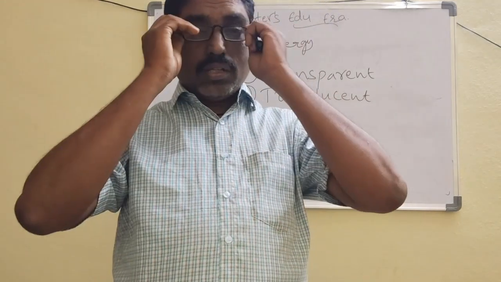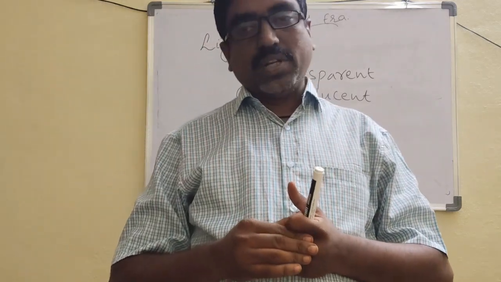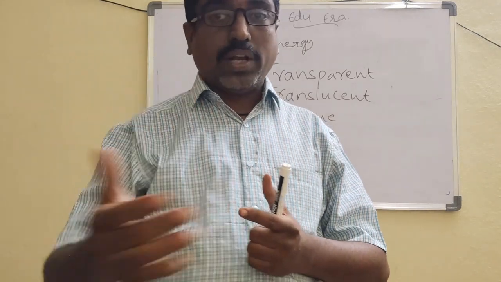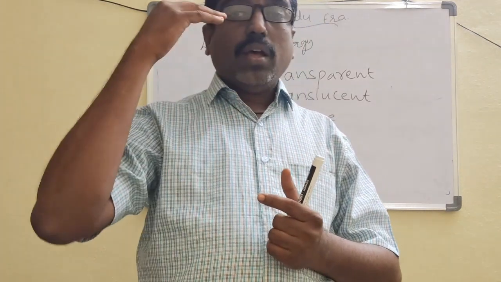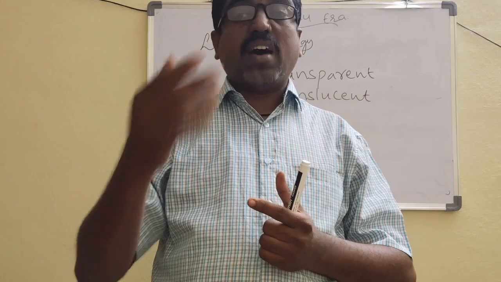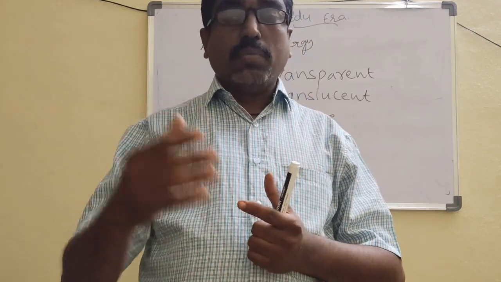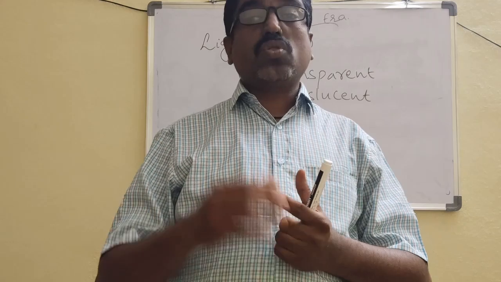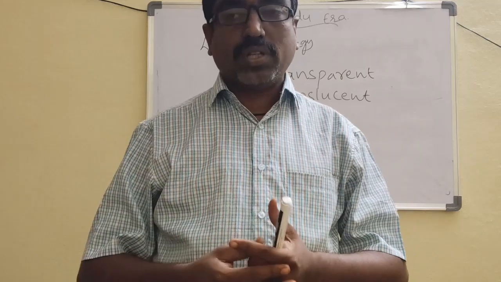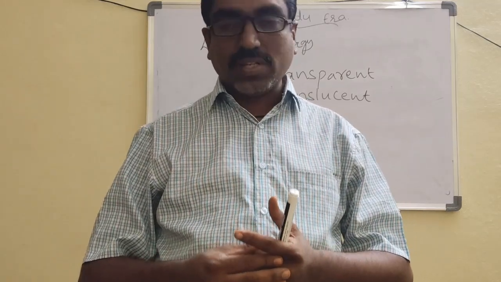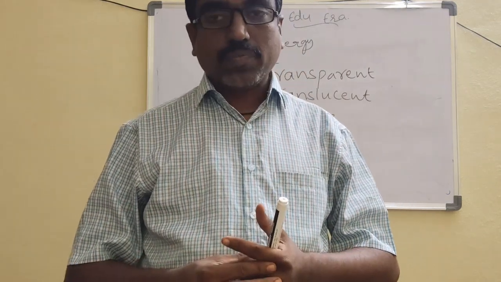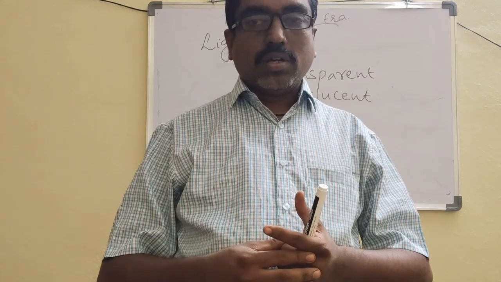So these are the three different optical substances we have. One is transparent, which allows the whole light to pass through it so that you can see the image clearly. The second one is translucent objects, which allow partial light to pass through so that you can see blurred images. The third one is opaque objects, which cannot allow light to pass through and you can't see the objects clearly.